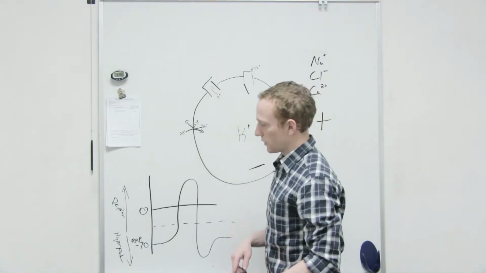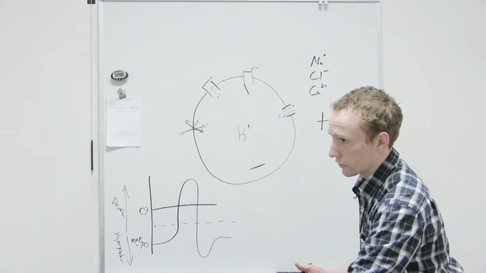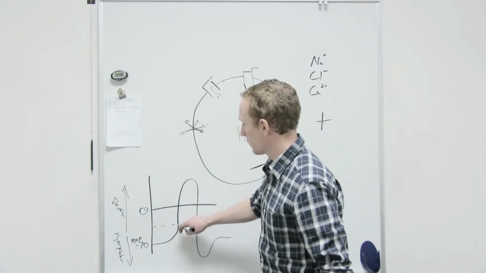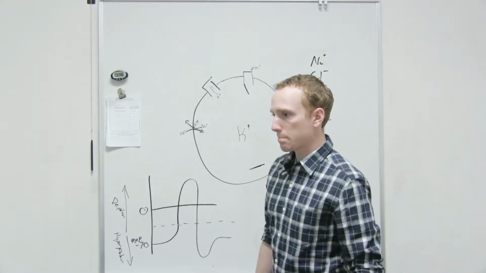So sodium flowed into the cell, causing a little bit of depolarization. Okay? So at threshold, what happens? It stays the same. Exactly.